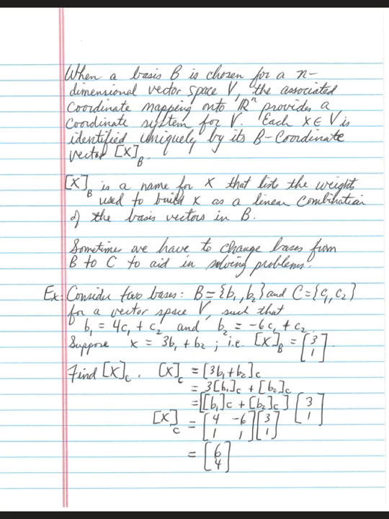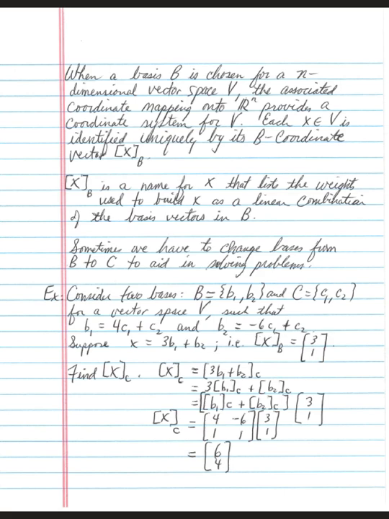So we're going to consider these two bases for a vector space V such that B sub 1 is equal to 4 times C1 plus C2, and B2 is equal to negative 6C1 plus C2. All right, so these B vectors are there in terms of C. Suppose x is equal to 3b sub 1 plus b sub 2. That is, the B coordinate vector is 3, 1. You take the coefficients, that 3, this unwritten 1, and you make a column vector.